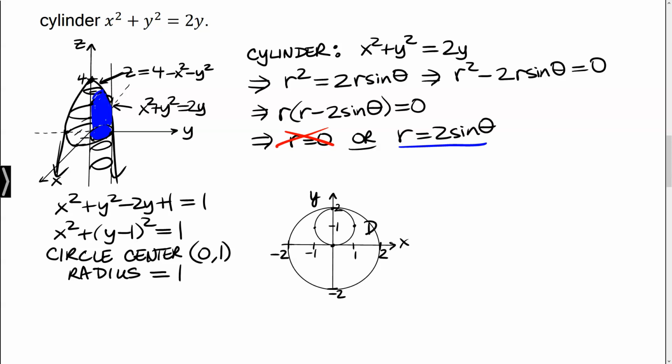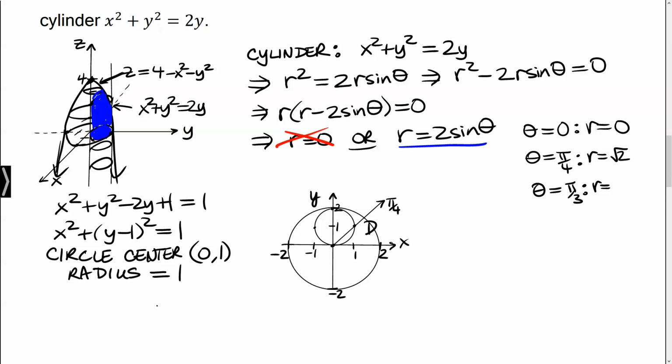And so on. Now, let's just check, what does our theta have to run between here? So when theta is equal to 0, for the inner circle here, r is equal to 0. When theta is equal to, let's say, pi over 4, well, sine of pi over 4 is root 2 over 2, so that means r is going to be equal to root 2. So that means it's going to go through that point right there, (1, 1). When theta is equal to, say, pi over 3, the sine of pi over 3 is going to be root 3 over 2, so that means r is going to be root 3. So it's going to look something like this.